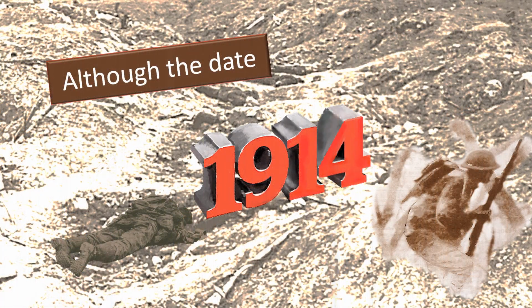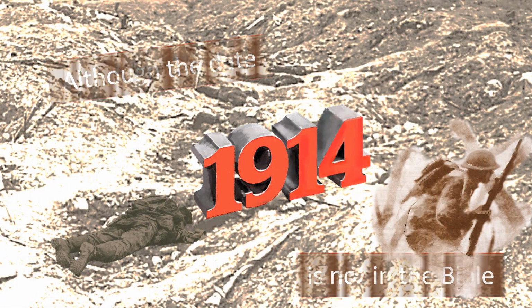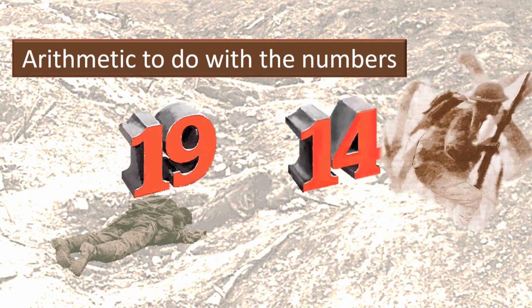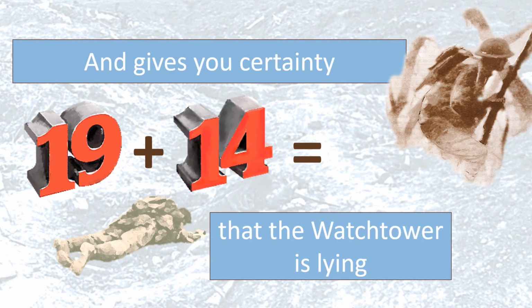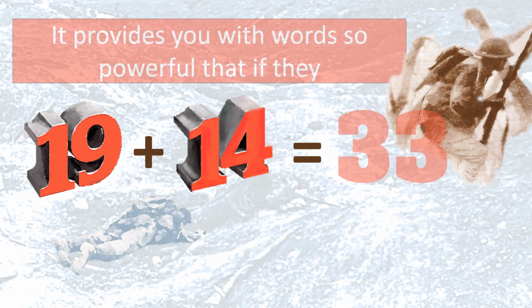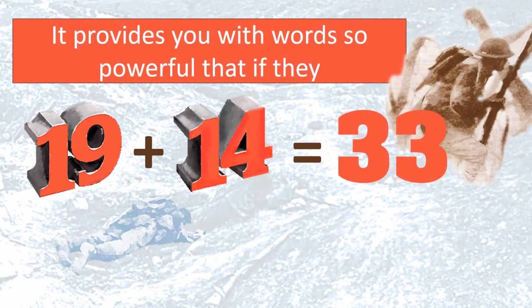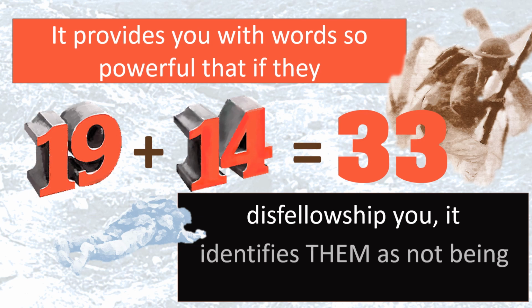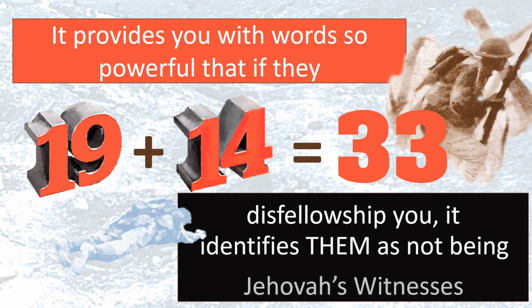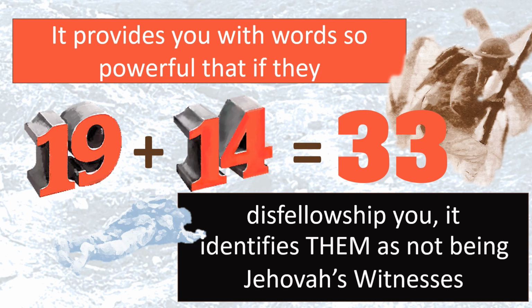Although the date 1914 is not in the Bible, arithmetic, to do with the numbers 19 and 14, brings down this false doctrine and gives you certainty that the Watchtower is lying. It provides you with words so powerful that if they disfellowship you, it identifies them as not being Jehovah's Witnesses.